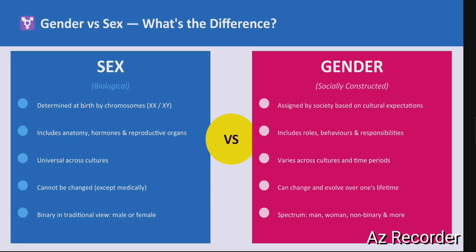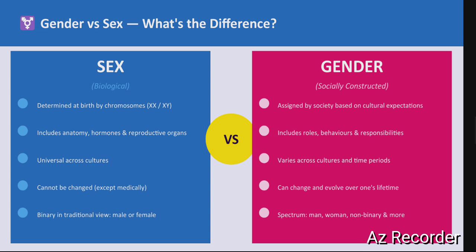So when it comes to sex, it's a biological term. When it comes to gender, it is socially constructed, what we have seen so far with the definition and characteristics of gender. Okay, so sex is determined by birth, by chromosomes, XX, XY, those kind of things. So the biological students will easily understand the terms XX, XY.